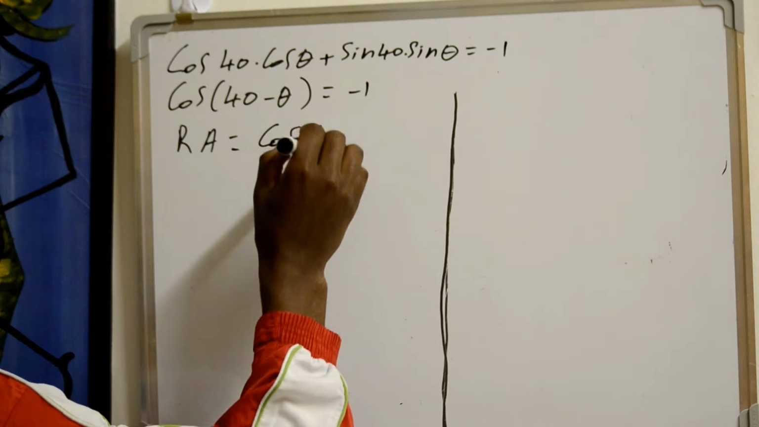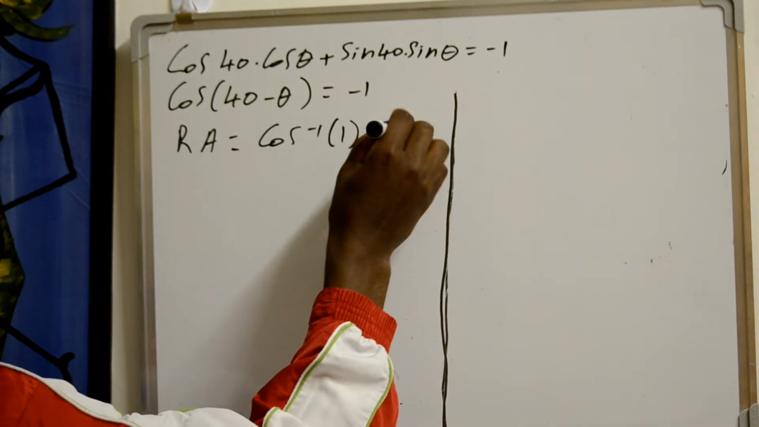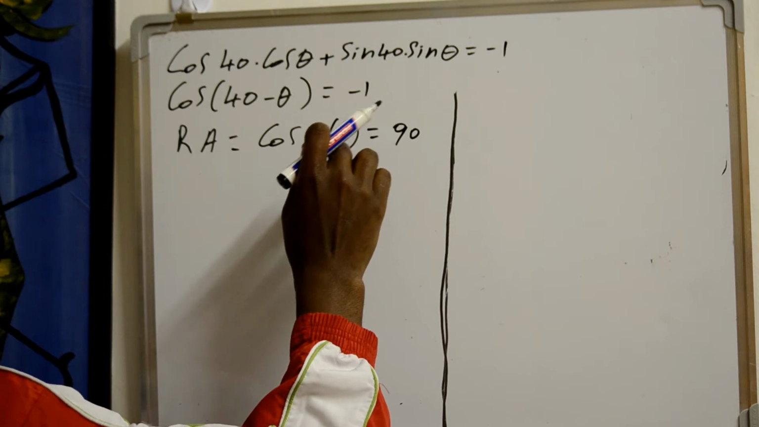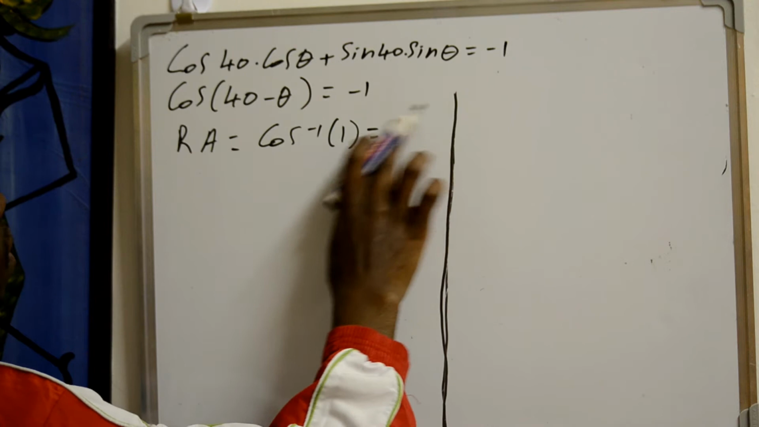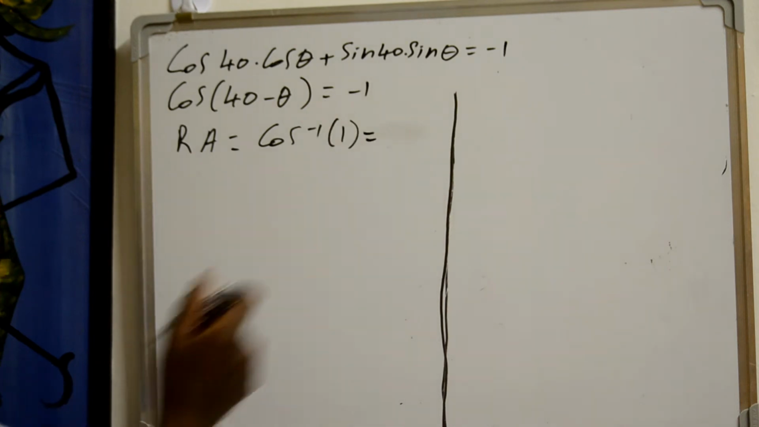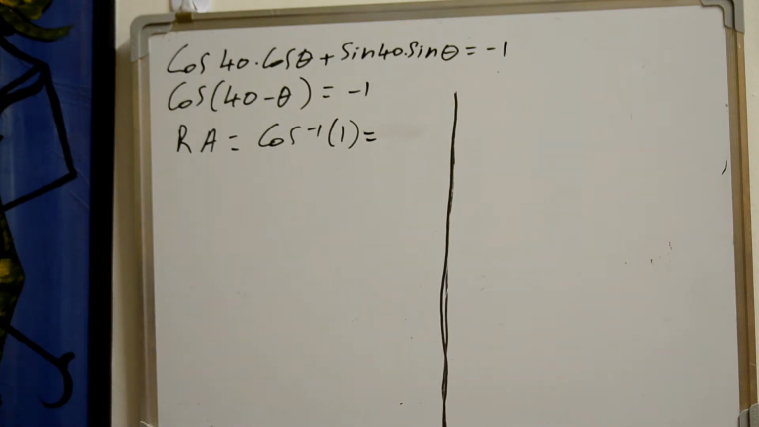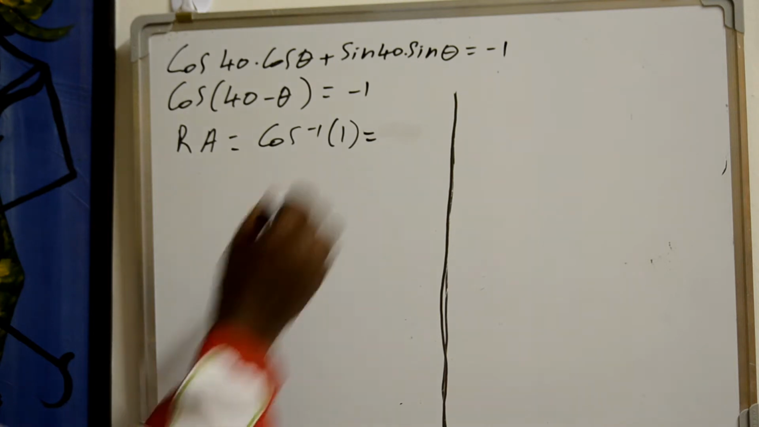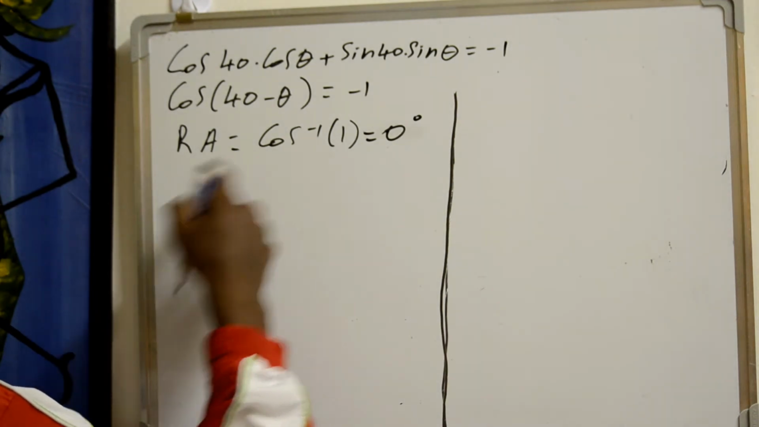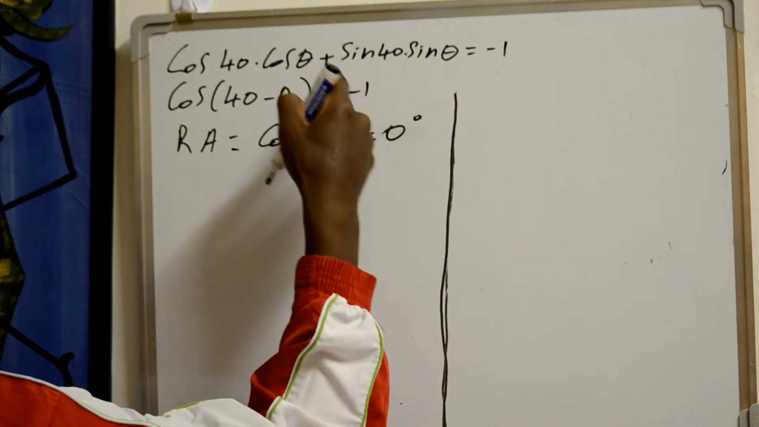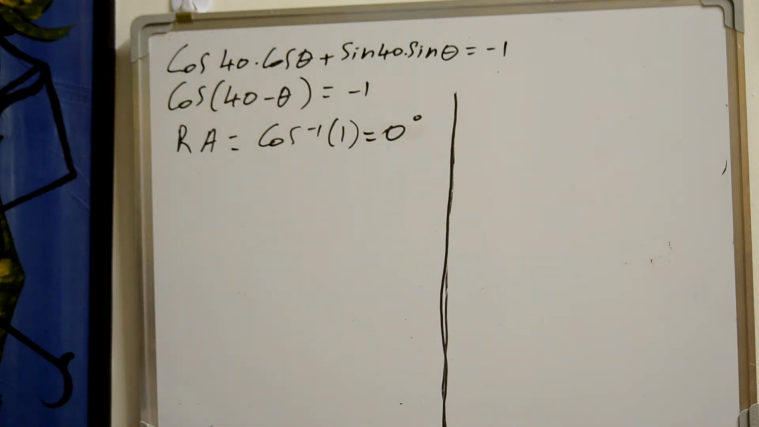So cos inverse of 1, which is cos 0, which is 0 degrees. That is your reference angle. For our solution, cos is negative, so the quadrants are the second quadrant and the third quadrant.